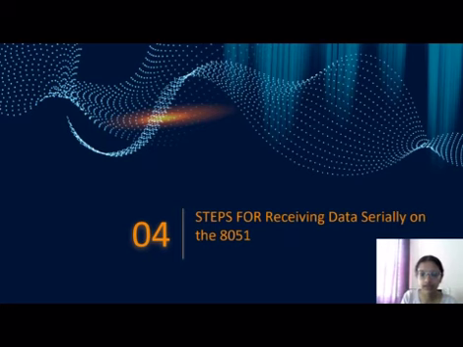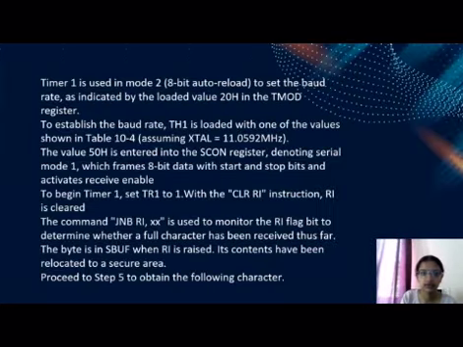Steps for receiving data serially on the 8051. Timer 1 is configured in mode 2 with the value 20H in the TMOD register to set the baud rate. To establish the baud rate, the TH1 register is loaded with a specific value from the table in Figure 10-4, based on an XTAL frequency of 11.0592 MHz. The SCON register is set to 50H, enabling serial mode 1, which frames 8-bit data with start and stop bits and activates receive enable.